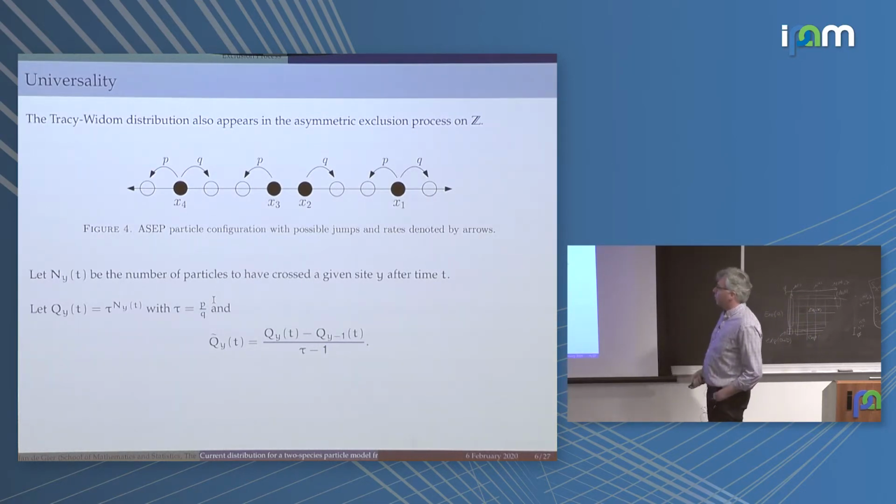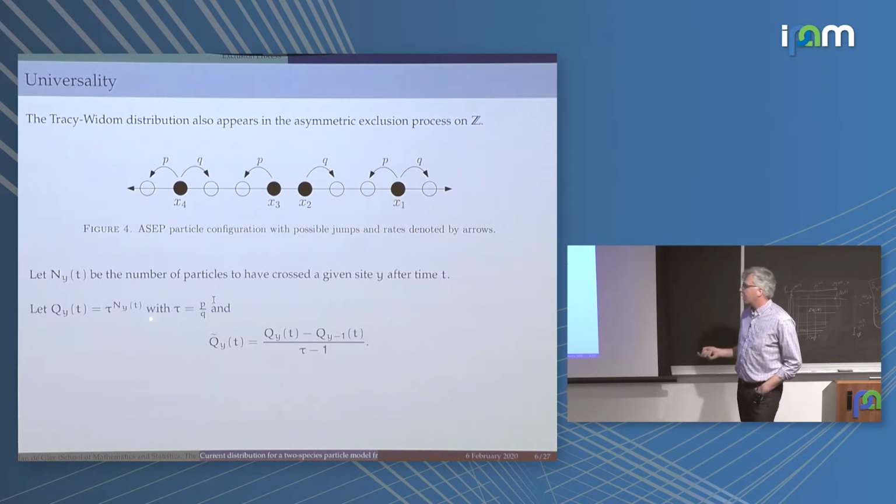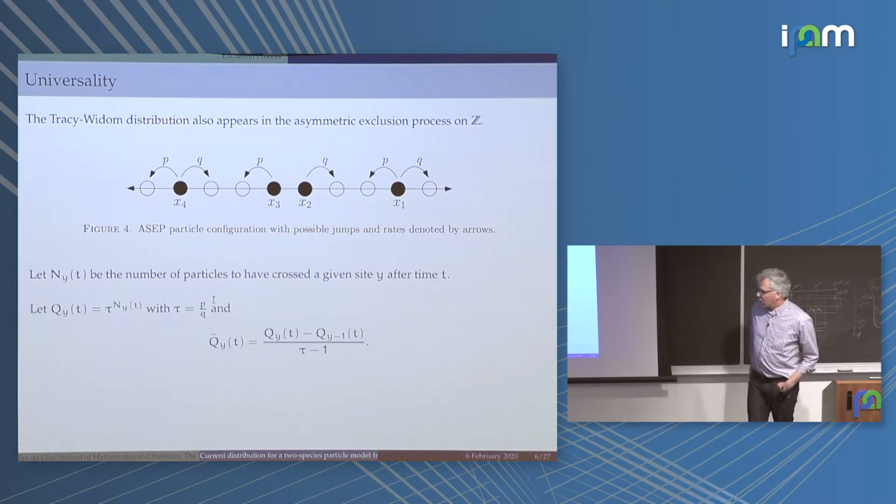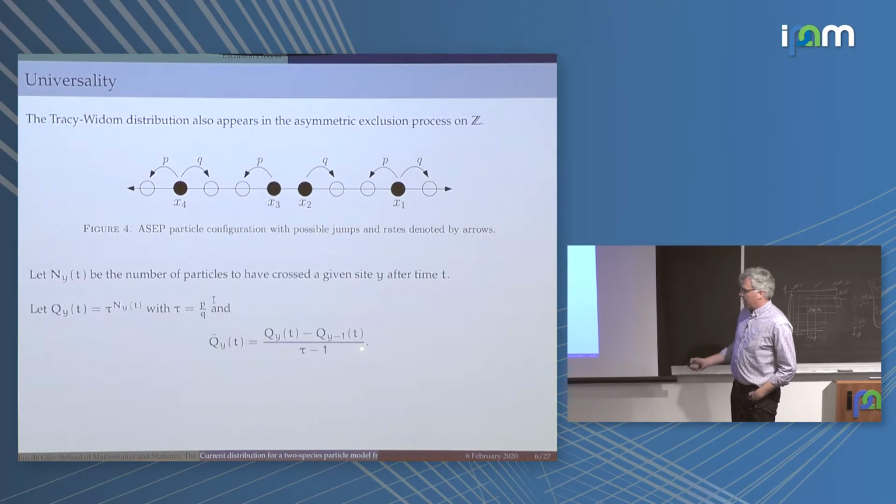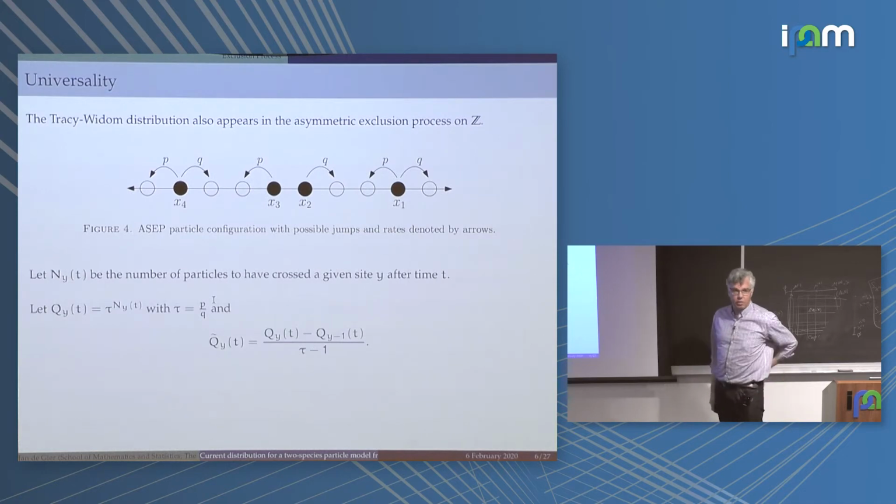So one way to compute that is to look at this particular quantity. You take tau as the ratio of the hopping rates, p over q, and define Q at position y as tau to the number of particles that have crossed over time. And then you take a discrete derivative in tau. It turns out that this particular quantity is easy to access mathematically. But once you know the distribution of this, you can then get the distribution of this N, which is the physical quantity that you're interested in.